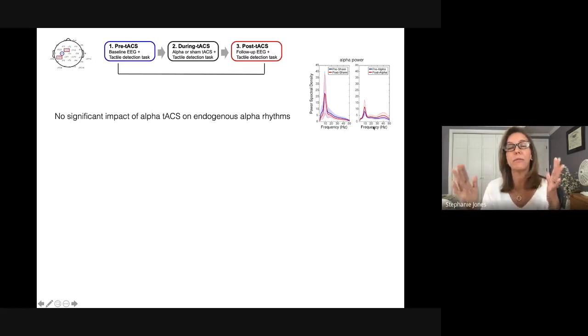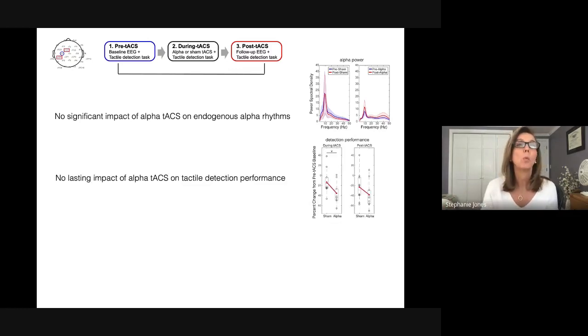Now, again, this is a very weak, very brief alternating current stimulation. There's lots of reasons why we may not have seen an effect here, but we didn't. We didn't see any lasting effect on tactile perception. During the stimulation period, perception was lower with alpha stimulation. And after the stimulation period, it didn't persist. It was slightly lower, but it wasn't statistically significant.